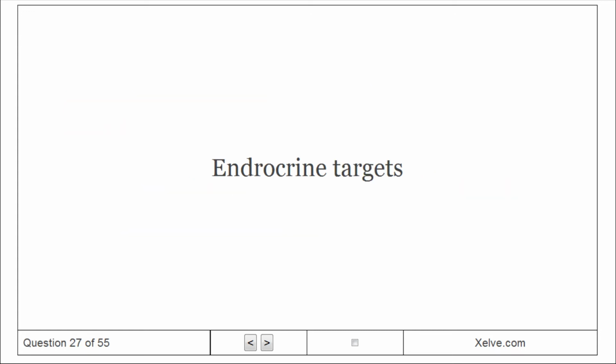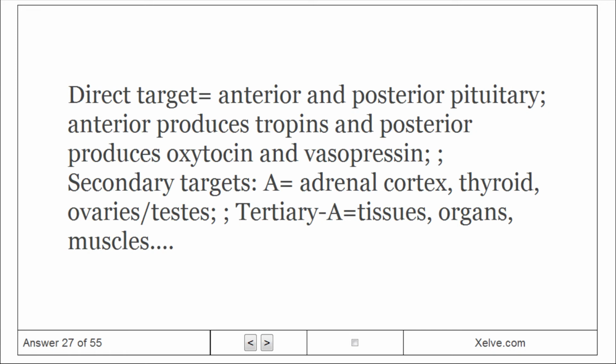Endocrine targets. Direct target equals anterior and posterior pituitary. Anterior produces tropins and posterior produces oxytocin and vasopressin. Secondary targets equals adrenal cortex, thyroid, ovaries, testes. Tertiary equals tissues, organs.